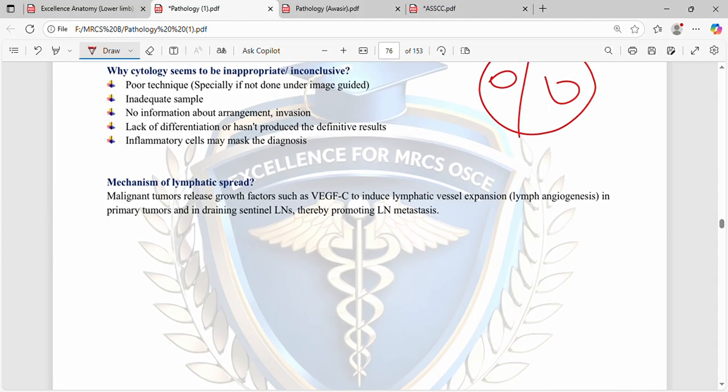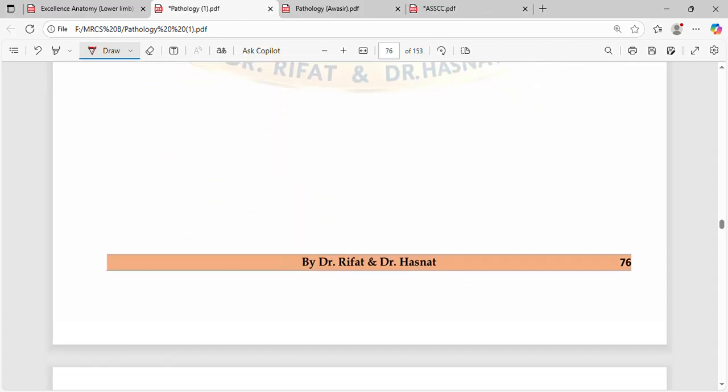Mechanism of lymphatic spread: malignant tumors release growth factors such as vascular endothelial growth factor C. They induce lymphatic vessel expansion, lymphangiogenesis, in the primary tumors and draining central lymph nodes, thereby promoting lymph node metastasis.